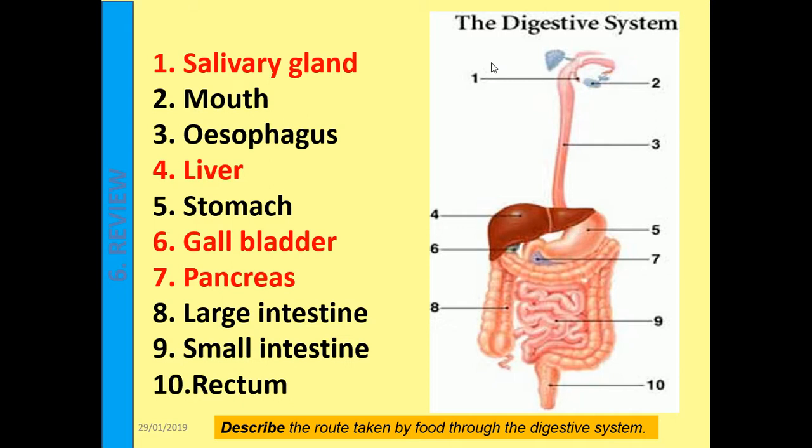So 1 is the salivary glands producing saliva, 2 is the mouth, 3 is the esophagus taking the food from the mouth to the stomach, 4 is the liver which produces the bile, 5 is the stomach, 6 is the gallbladder which stores the bile, 7 is the pancreas which makes lots of the enzymes. 8 is the large intestine, 9 is the small intestine. Now food actually goes in the small intestine before the large intestine, and then 10 is the rectum.